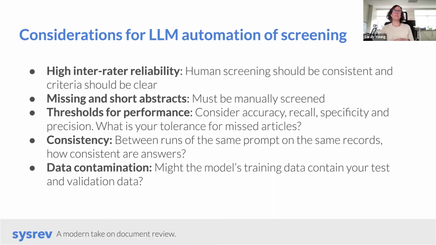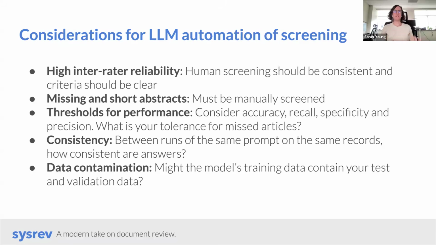Another thing to consider is that we need to remove missing and probably even to some degree short abstracts. So in other words, any records that are missing an abstract or have insufficiently short abstracts need to be removed and manually screened. They just won't have enough information for an LLM to make a decision.